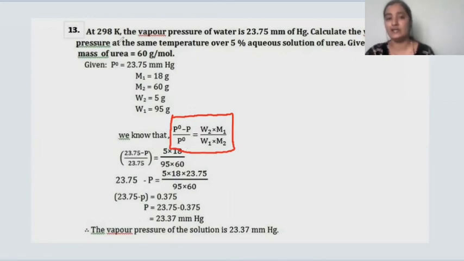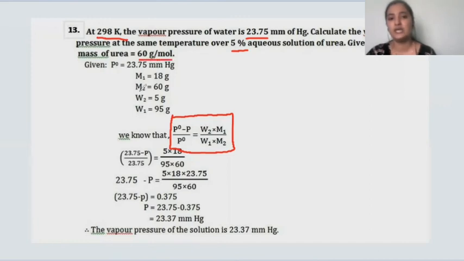And here, let us solve one problem regarding the relative lowering of vapor pressure. They are telling you that at 298 Kelvin, a standard temperature, the vapor pressure of water is found to be 23.75 millimoles of mercury. Calculate the vapor pressure at the same temperature over a 5% aqueous solution of urea, and they have provided you with the molar mass of the urea.